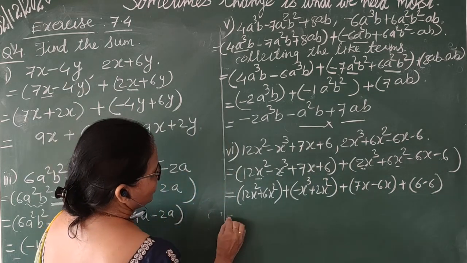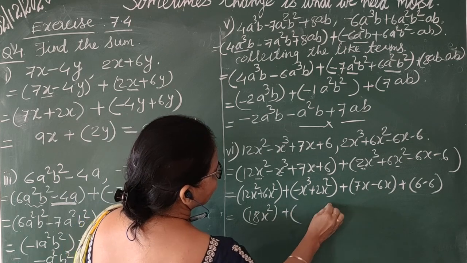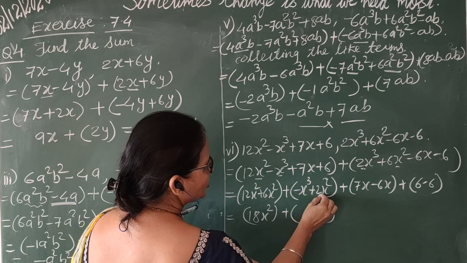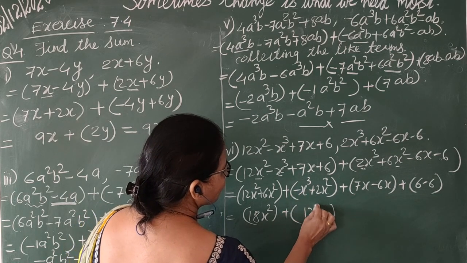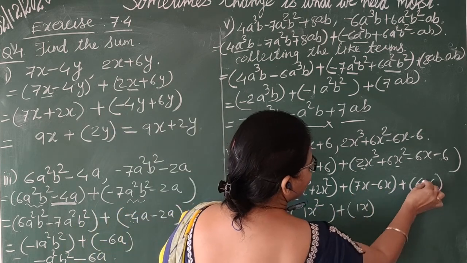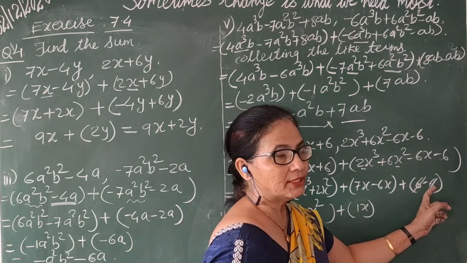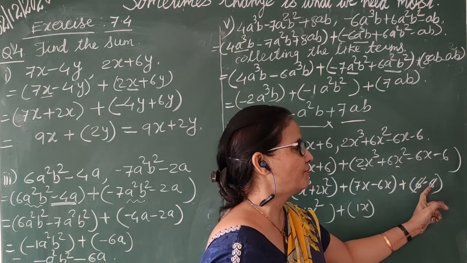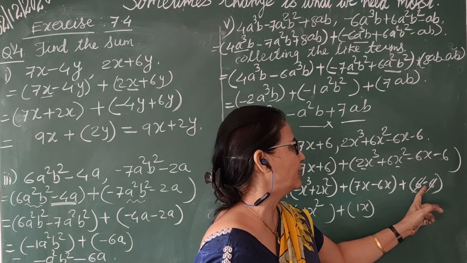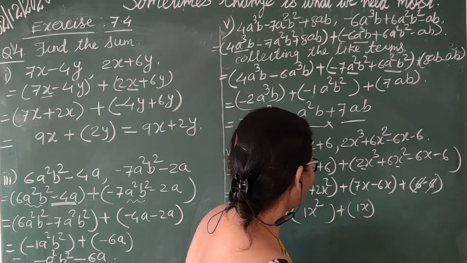Now simplify. 12 plus 6, 18x square. Minus 1 plus 2 plus 1x square. 7 minus 6, 1x. 6 minus 6, you know, 0. When the term is same and the sign is different, it is always eliminated. Eliminated means cancelled, 0. Here plus 6 minus 6 is 0.